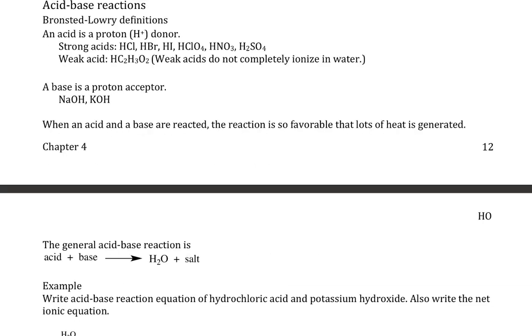Our next type of reaction is acid-base reactions. Using the acid-base definition called the Bronsted-Lowry definition, an acid is a proton H+ donor. We saw that before. And before we saw that the strong acids that I want you to know are these 6: hydrochloric acid, hydrobromic acid, hydroiodic acid, perchloric acid, nitric acid, and sulfuric acid. Weak acids are all others. This weak acid, HC2H3O2, is acetic acid. All others that aren't of those 6 we assume are weak acids.